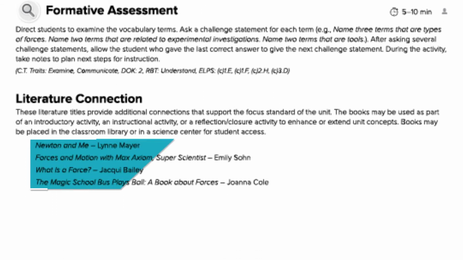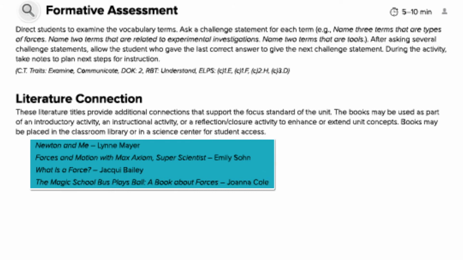Lastly, the Teacher Edition also provides a list of literature that supports the unit concepts. These can be used to introduce, reinforce, or extend the unit concept. These titles can be used to build your classroom library. We have just done the work of gathering them into a list for you.